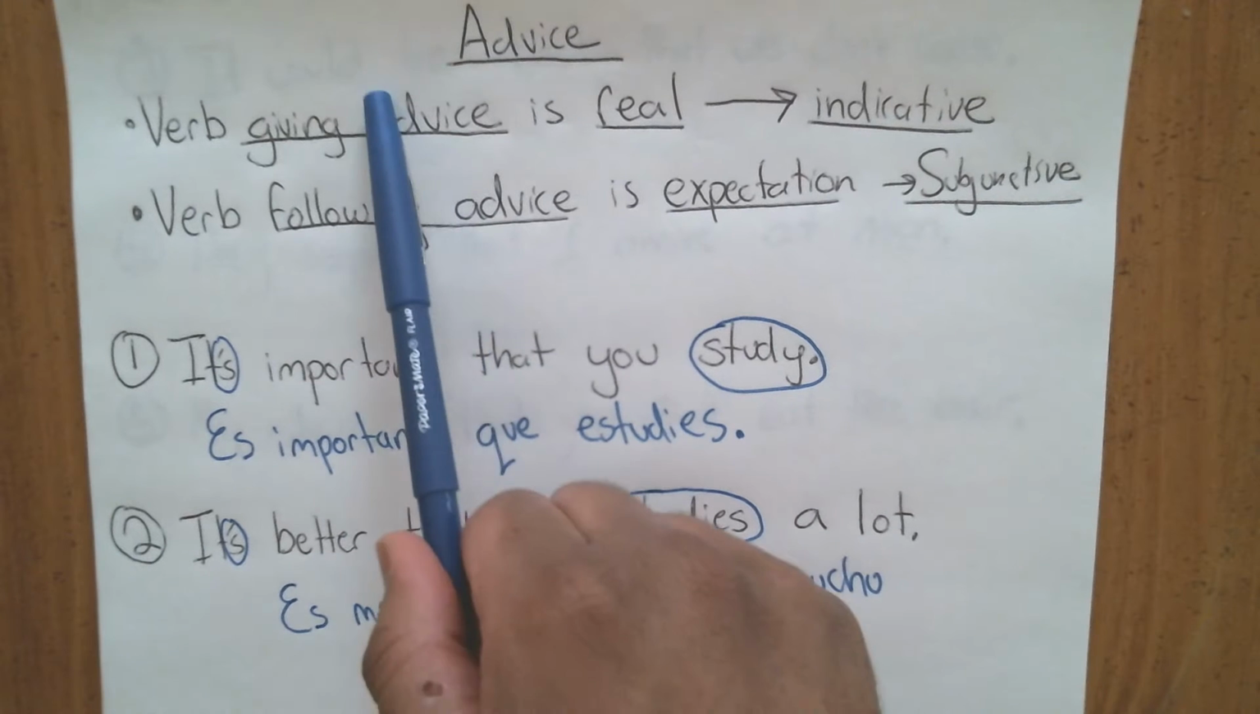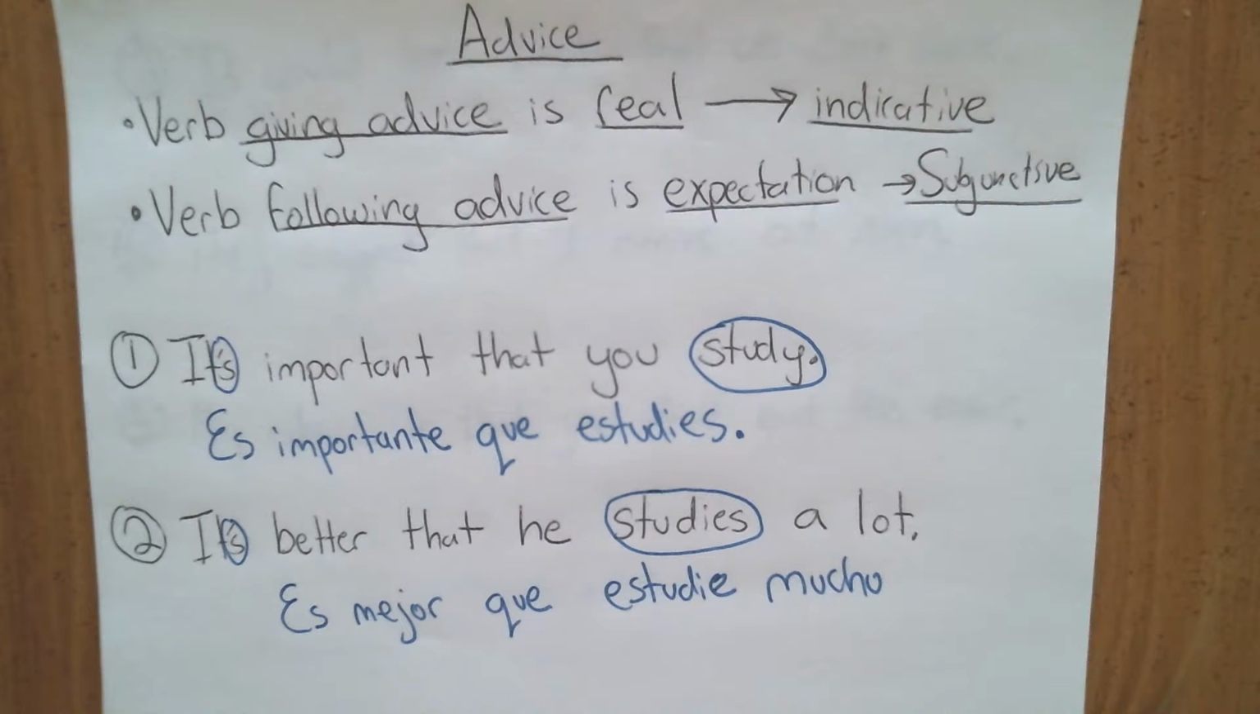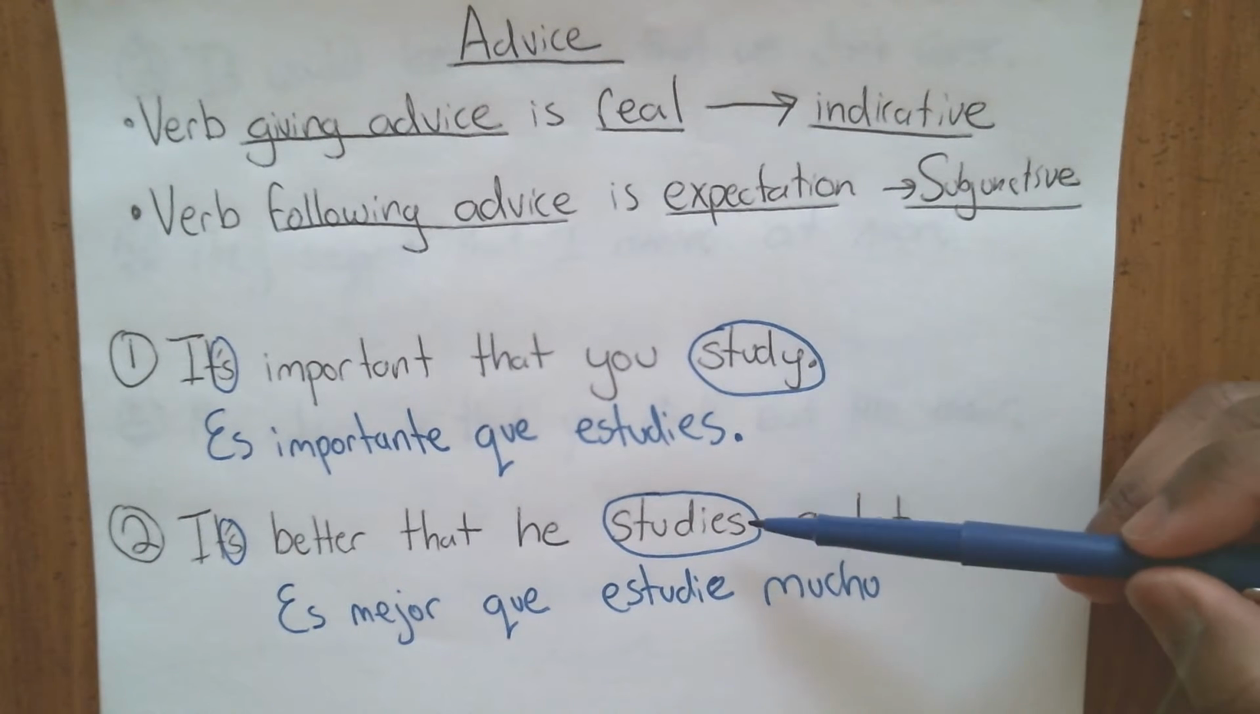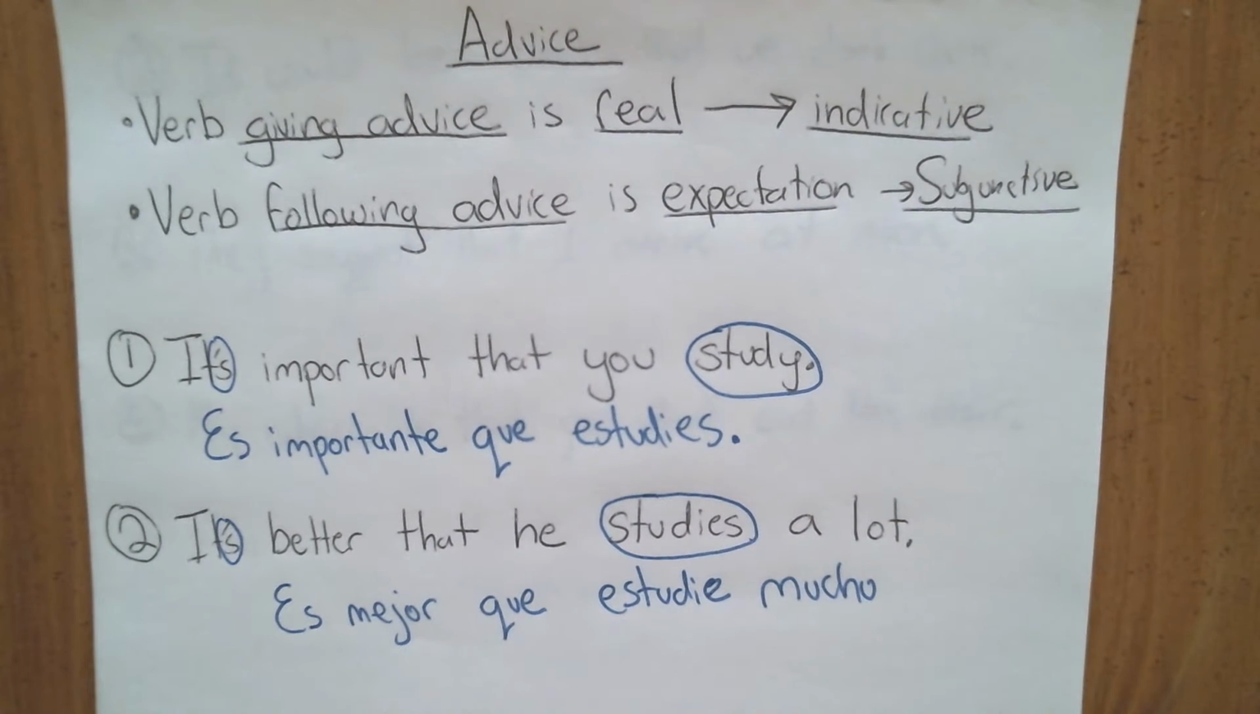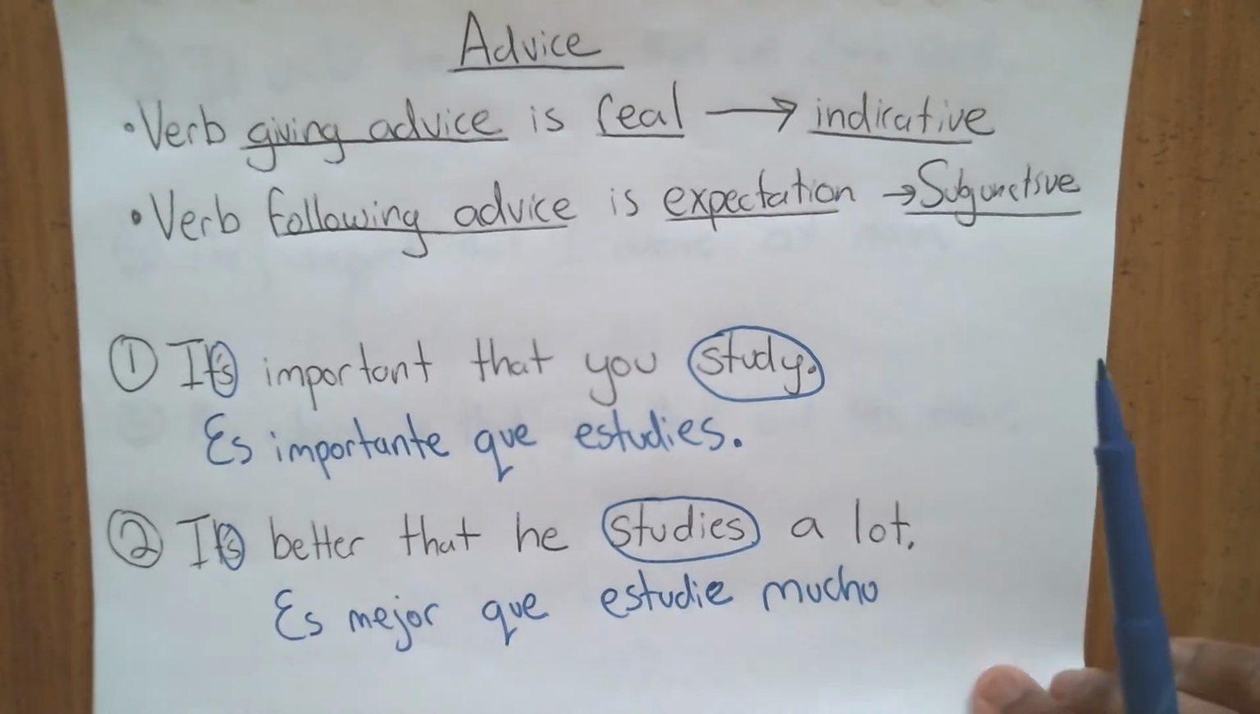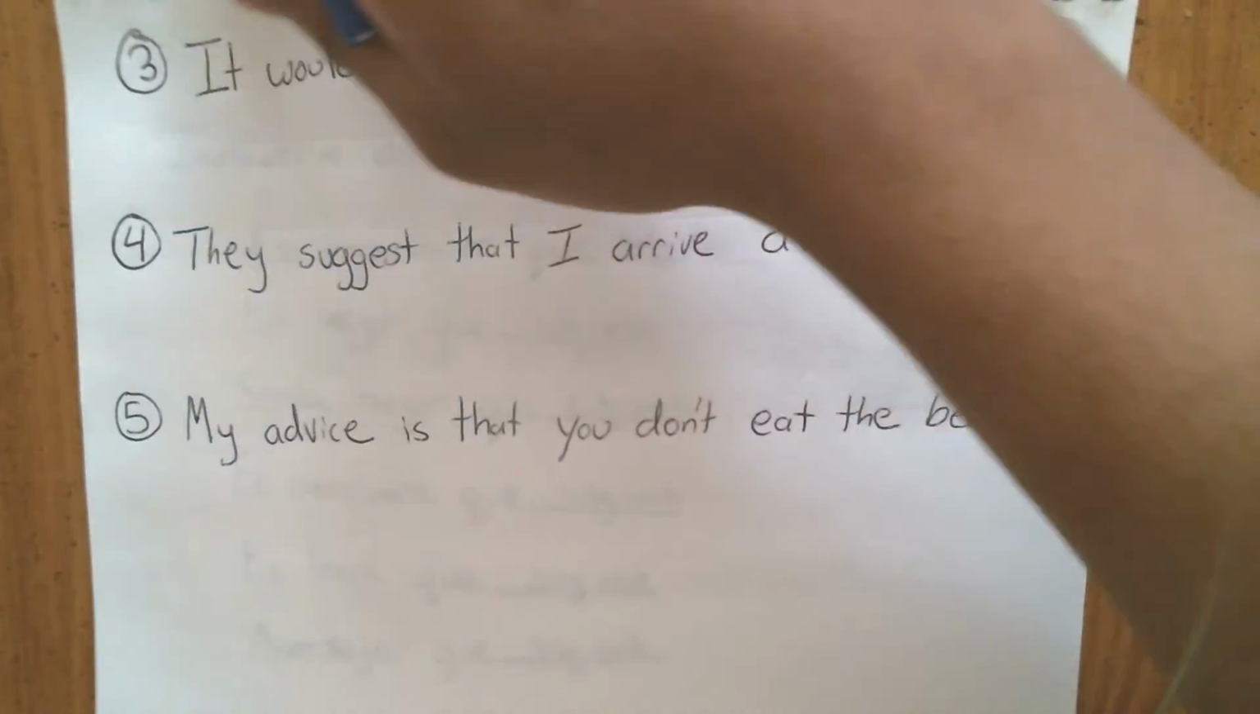The verb that I use to tell you what to do, that verb is going to be in the indicative because I really am telling you what I want you to do. But the verb of what I expect you to do, because you're not actually doing it right now, use the subjunctive. Here are a few more examples.